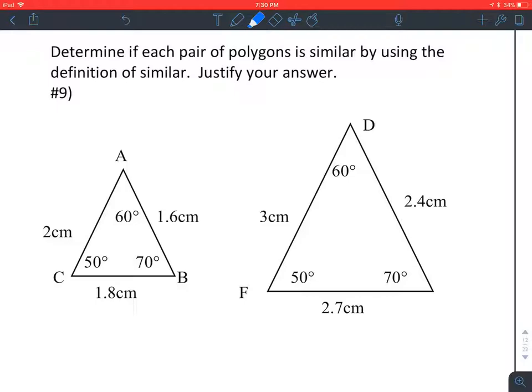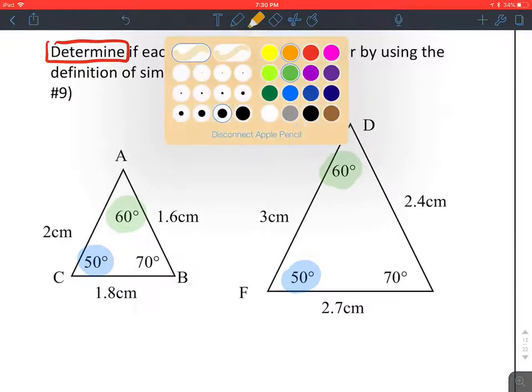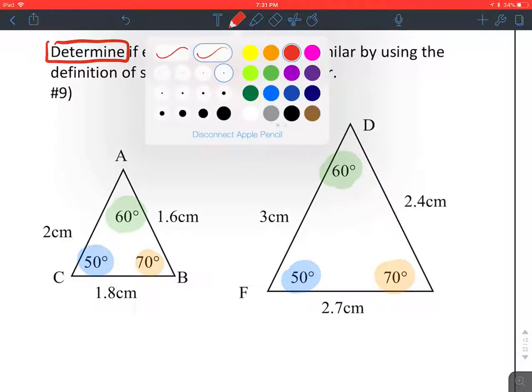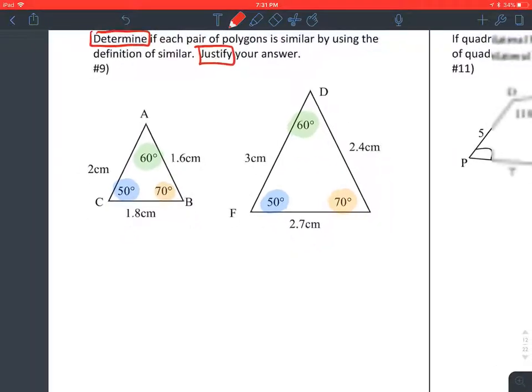Number 9. Determine if each pair of polygons is similar by using the definition of similar. Justify your answer. So we have to determine and we have to justify. If you look at the angles, 50 is congruent to 50, 60 is congruent to 60, 70 is congruent to 70. So the corresponding angles are congruent.